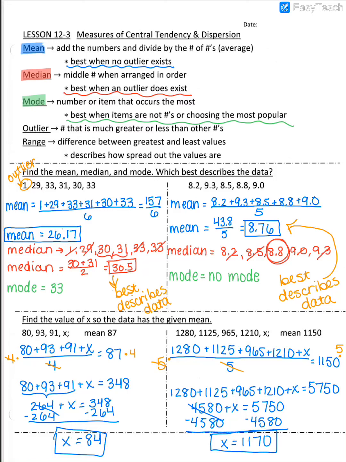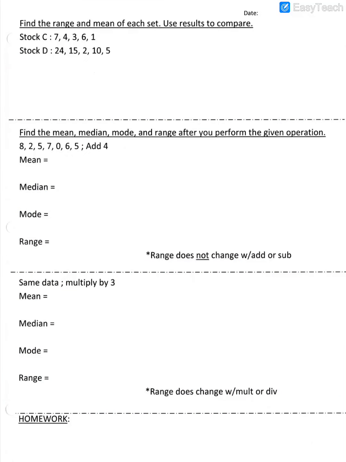All right, so there's the basics of these, and so if you need to find a missing value, you're going to look at these two examples. Now on the next page, we're going to keep working. For this one, we're just going to find the range and the mean and compare the results. So we're talking about stocks here of some type of company, and we're going to go ahead and do the mean first.